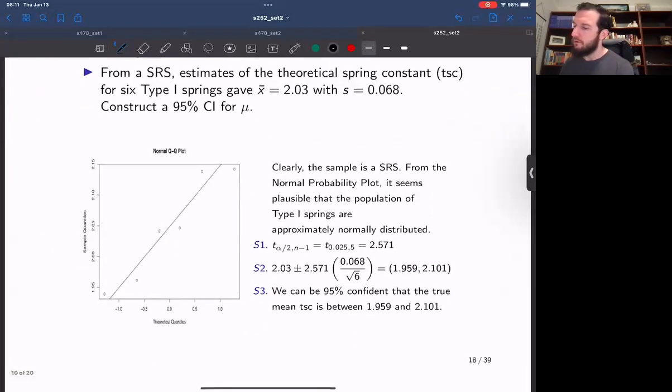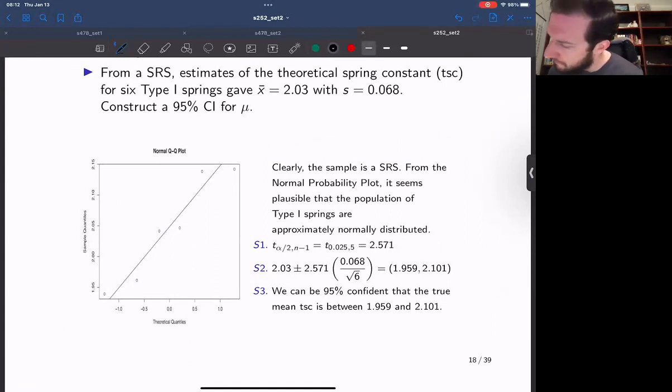All right. So in our first illustration of building a confidence interval when sigma is unknown, we have, from a simple random sample, estimates of the theoretical spring constant for 6 type 1 springs gave x bar equals 2.03 with little s equal to 0.06. Construct a 95% CI for mu.